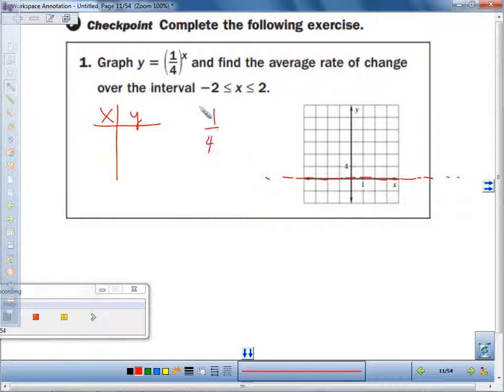So we take 1/4 to the -2 power. Flip this, and that becomes positive. So we're going to square that, and we get 16. So when we're at -2, our graph's at 16. So we come over to the -2. Now this one's in 1 as our unit, so 1, 2, and then these are 4s. So that's 4, 8, 12, 16 would be there.